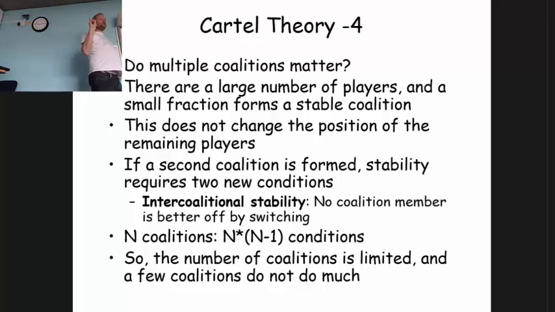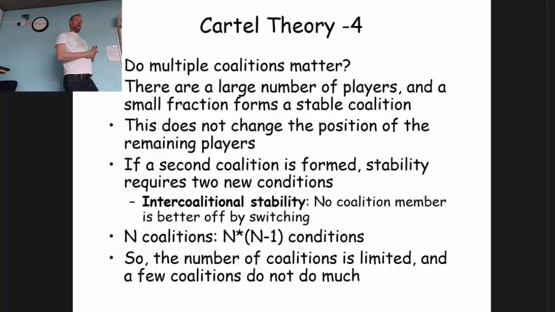So you add 2 constraints to your allocation problem, and then if you add a third coalition, you add 6 constraints to your problem, because A does not want to join B, does not want to join C, B does not want to join A, does not want to join C, and C does not want to join A, does not want to join B. That's 6 conditions that you need to add. And then if you go to 4 coalitions, you go to 12 such conditions. It's n times n minus 1.